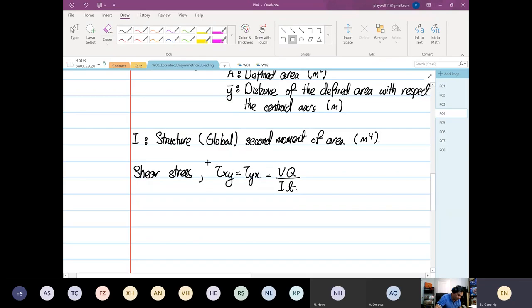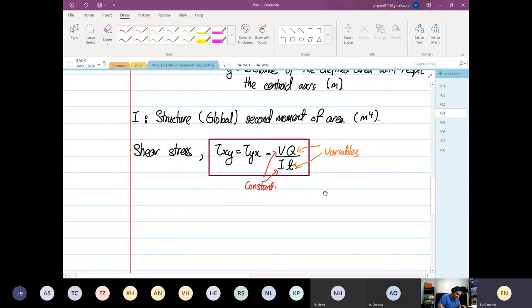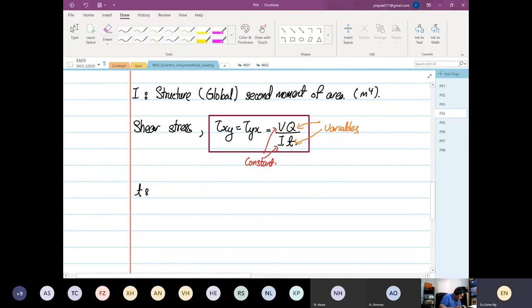Now obviously, hey, this is easy. Yeah, for now. So again, these two terms over here, regardless of where you analyze, globally, the V and the I are constant. And then the Q and your T are your variables, where T over here is the thickness of the section.